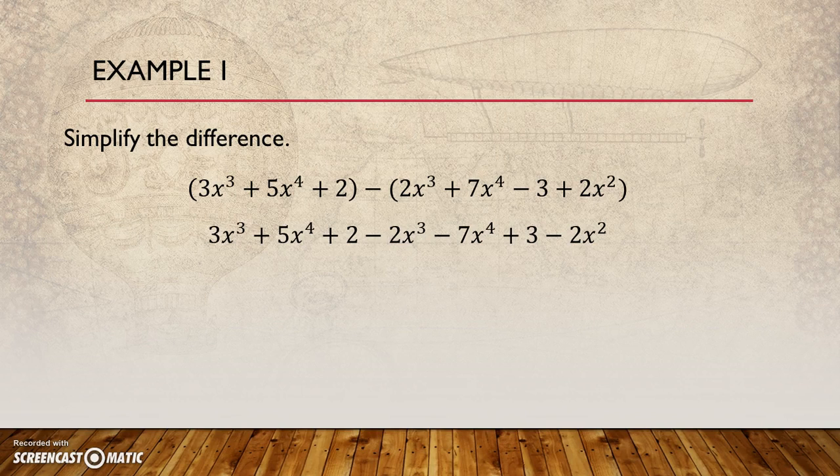Okay, then we drop down to x squared, and there's only one of those, so we just leave it as negative 2x squared. And then we combine our constants. We have positive 2 and positive 3, and that becomes positive 5. We have now simplified it. There are no more like terms, so we can't combine any further. So this is our answer.